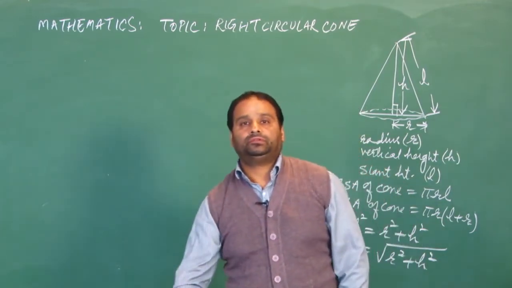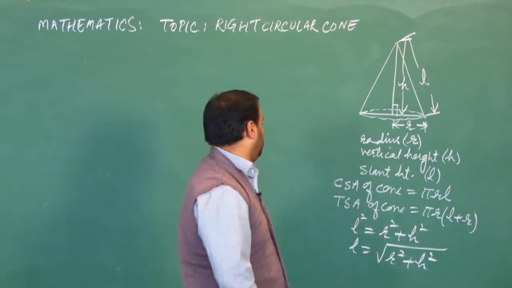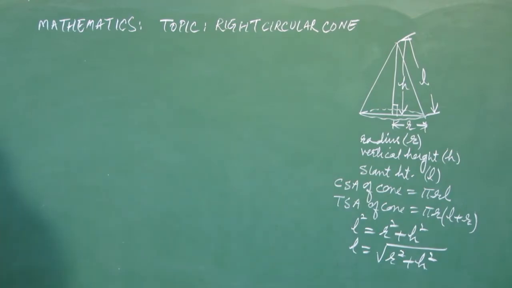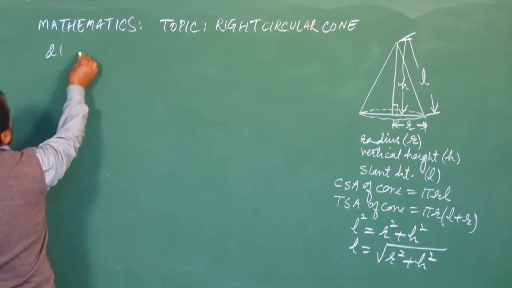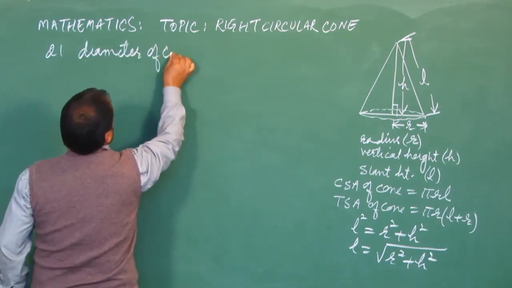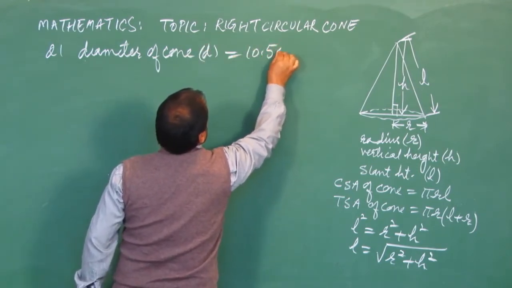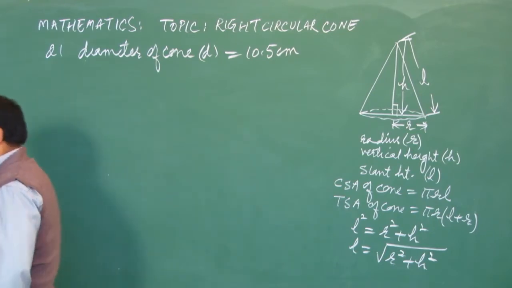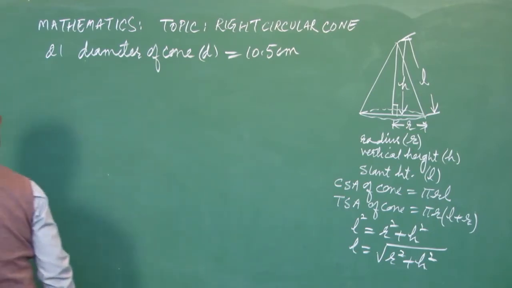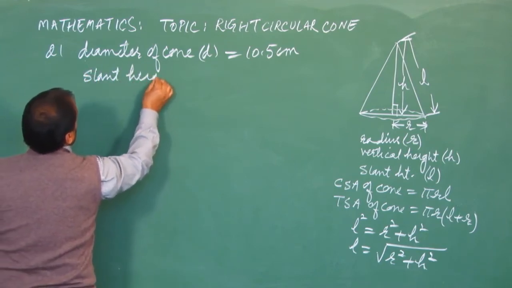Let's do some questions regarding curved and total surface area of a cone. Let's take one example. The diameter of a cone is 10.5 centimeters, and its slant height is 10 centimeters.